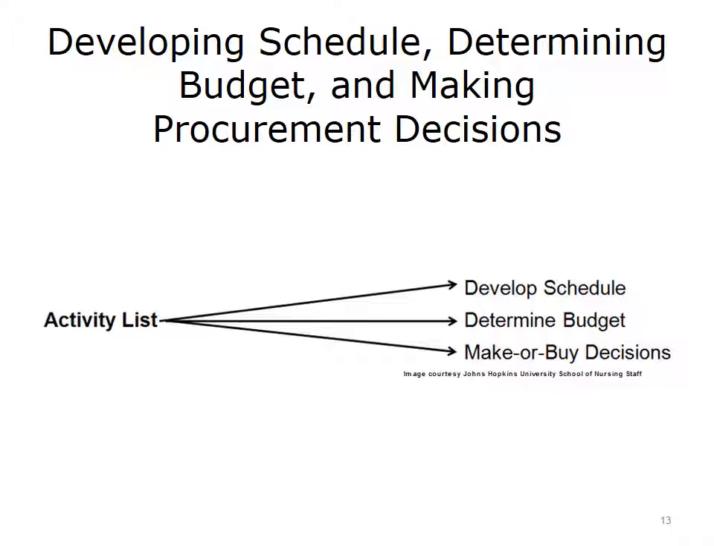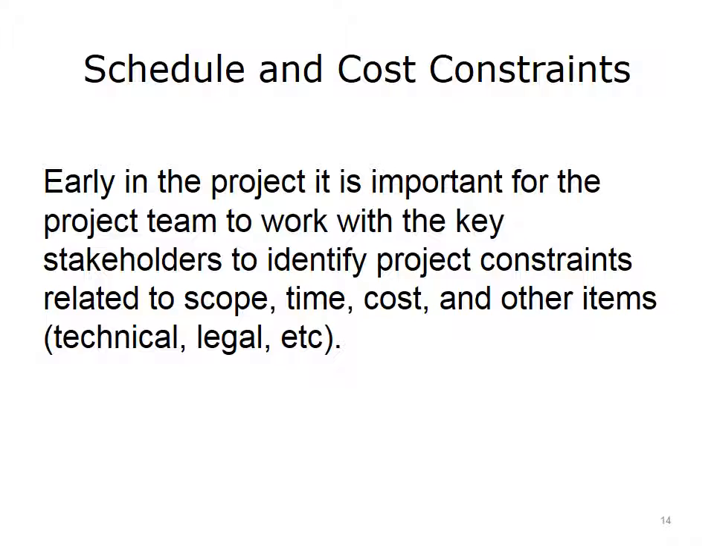The project team uses the activity lists generated from each work package to create the project schedule, determine the project budget, and make procurement or outsourcing decisions for the project. Project constraints must be identified and managed by the project team because of their impact on the performance of the project. Projects have constraints related to scope, time, cost, and other items such as technical and legal issues. Early in the project, it is important for the team to work with the key stakeholders and ask questions about constraints so they can plan the project schedule, budget, and procurement activities.